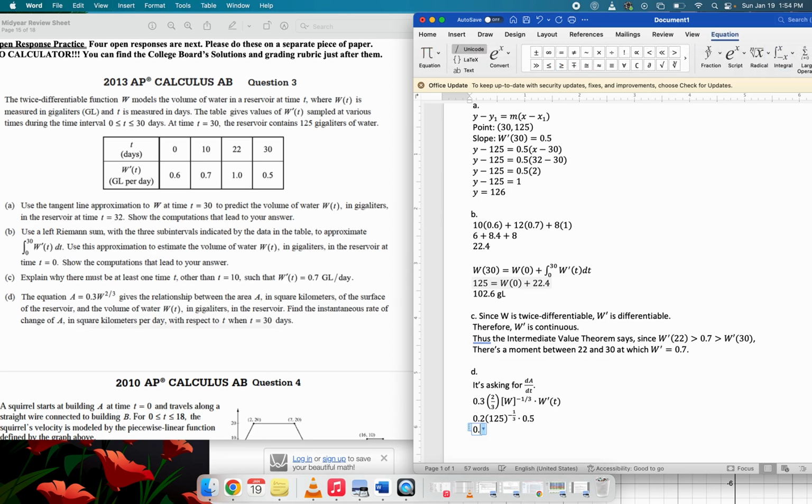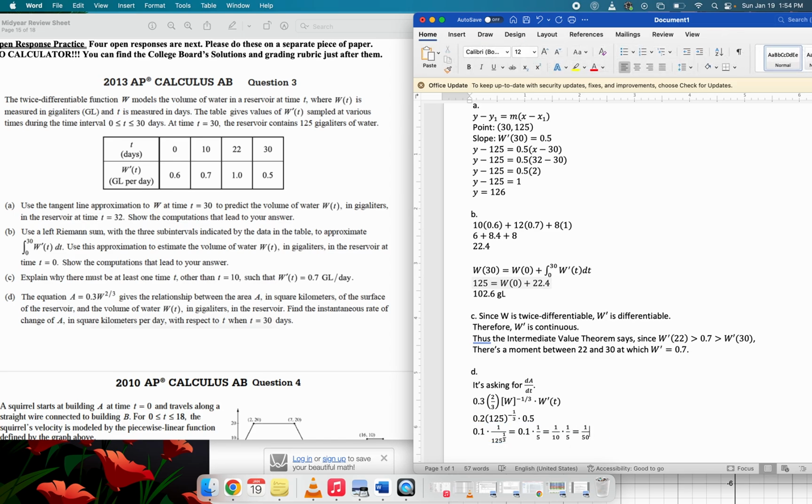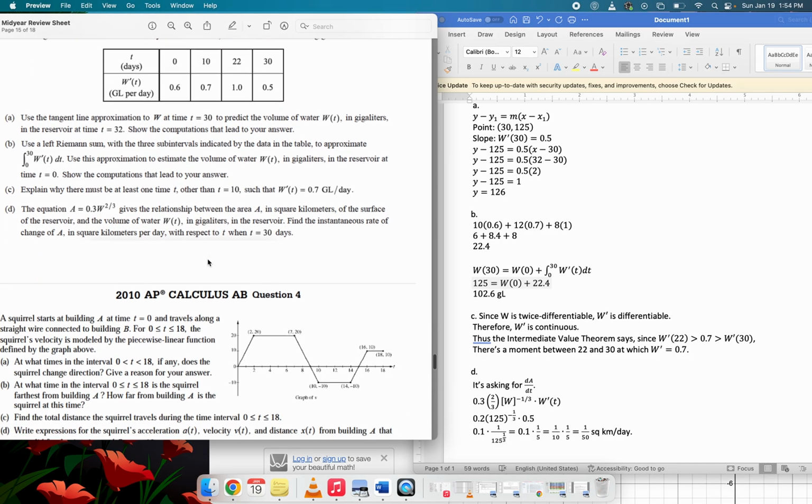0.2 times 0.5 is 0.1. And then times 1 over 125 to the positive 1/3. That's 0.1 times 1 over the cube root of 125. The cube root of 125 is just 5. If you ever have to multiply a decimal by a fraction, just convert them both to fractions. Like 0.1 is 1/10. So that's 1/50th, in square kilometers per day. Okay, cool. So that is question 3.